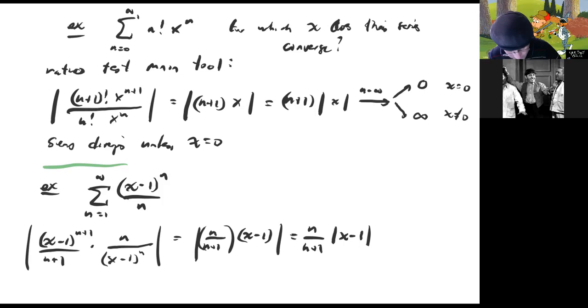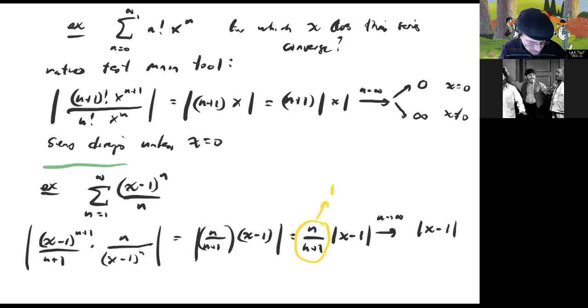Now, what's happening when n goes to infinity? When n goes to infinity, this term circled in yellow tends to 1, and the term in the absolute value doesn't change. So this is going to tend, when n goes to infinity, to the value of absolute value of x minus 1. So what does that tell us? It says that if the absolute value of x minus 1 is strictly less than 1, the series converges. And if the absolute value of x minus 1 is strictly greater than 1, the series diverges.